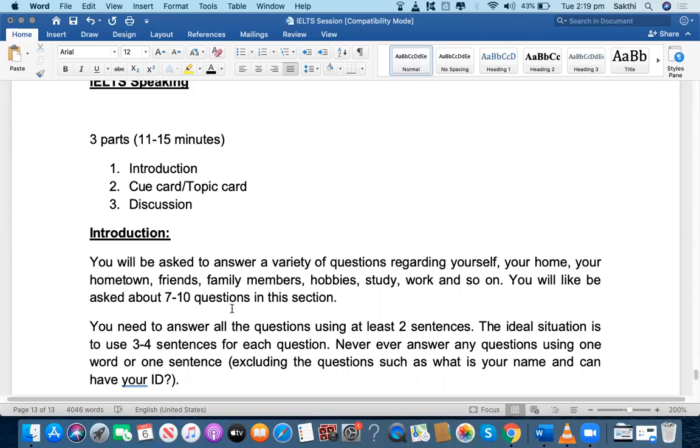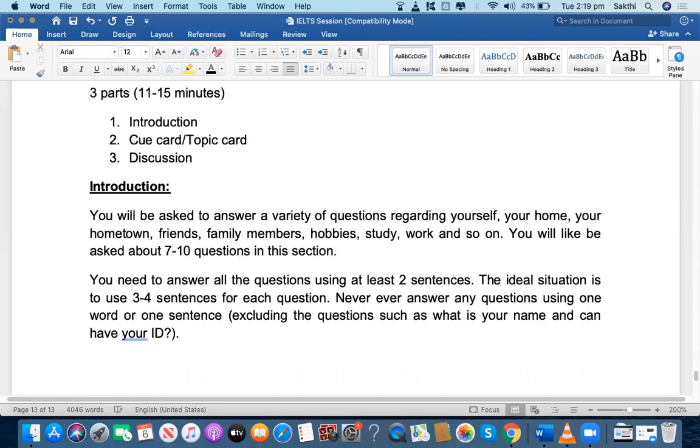That's the ideal situation. In the worst case, if you cannot meet that, that's all right. I would recommend you answer using at least 2 sentences. That's the minimum sentence limit you need to achieve.